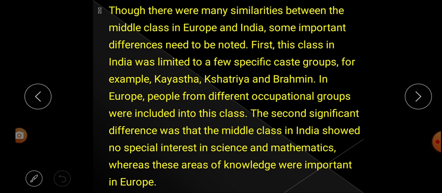So what you learn from this paragraph? There were many similarities between the middle class of Europe and the middle class of India, but there were also some differences. The first is that in India, only a few caste groups were part of the middle class. Who were they? Kayastha, Kshatriya and Brahmin. But in Europe, people of different occupations were included in this middle class. And the second thing is that the middle class of India did not have interest in studying science and mathematics, but the middle class of Europe was very good in mathematics and science and very keen to learn all these things.